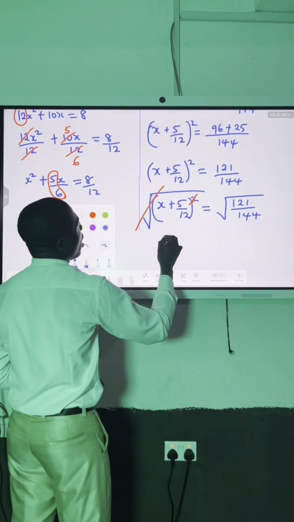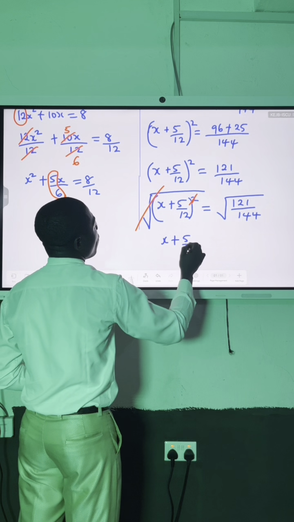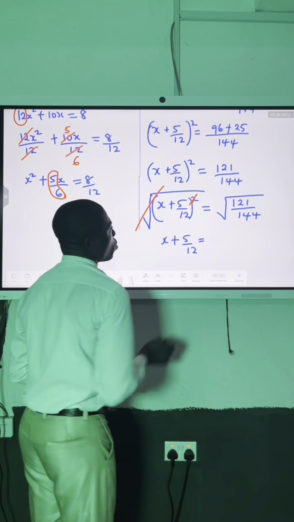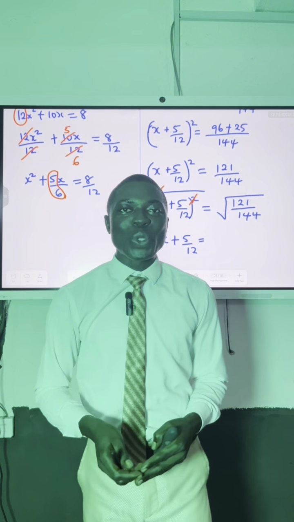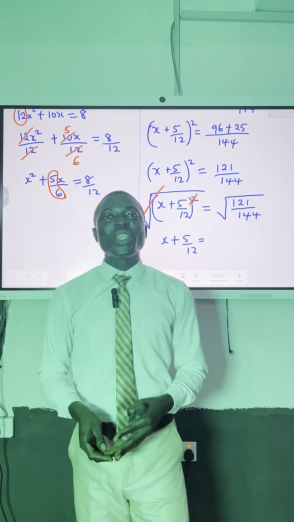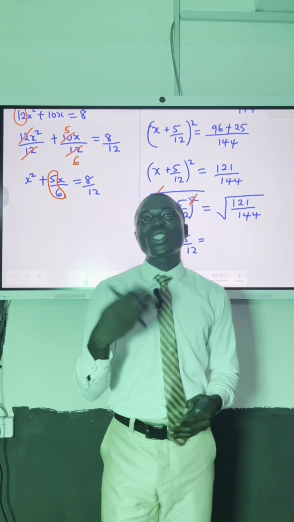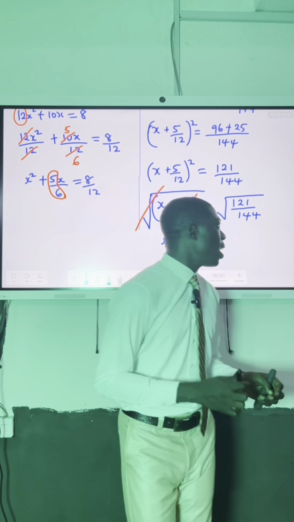You now have just x plus 5 over 12 is equal to. Now, if you want to find the square root of 9, for example, the answer to the equation is plus or minus 3, not just 3. That's because if you square, what I'm saying is this.